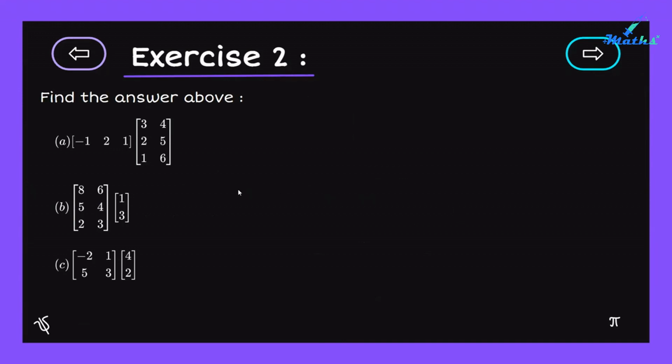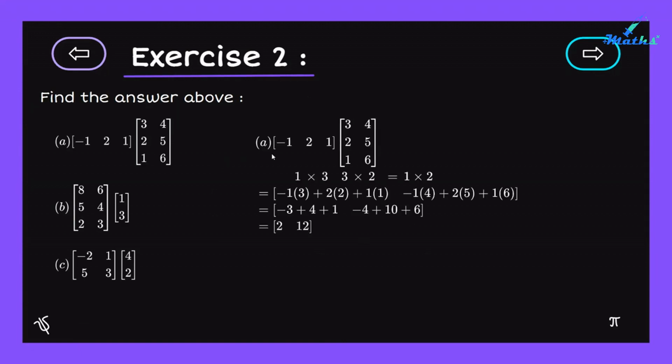Find the answers above. These all are multiplication. And you may stop the video and do it yourself first, then come back. Let's go for question number 8. So question A is here, right? 1 times 3. The order is 3 times 2. Since these two are the same, we can multiply together. So we get 1 times 2.